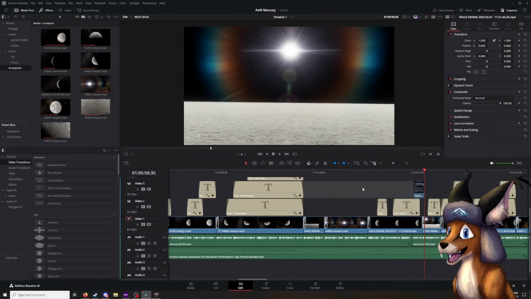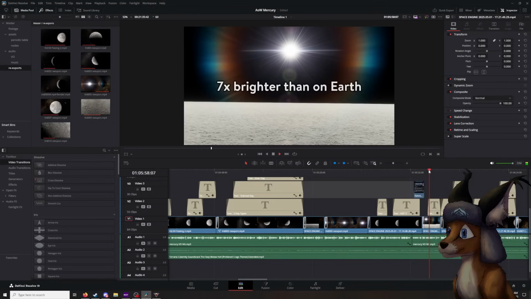If memory serves, it has to do with the rotation and the revolution speed briefly matching, and then they get out of sync before lining back up to their normal cadence. So the sun stops in the sky, moves backwards, and then starts going again, which I think is really, really cool. The sun is about 7 times brighter on Mercury.